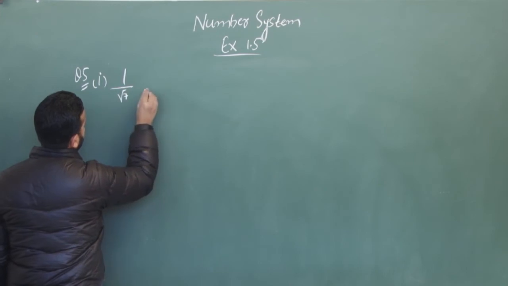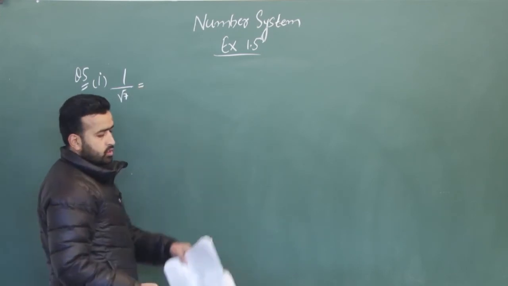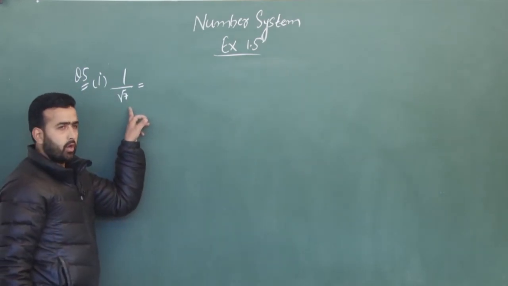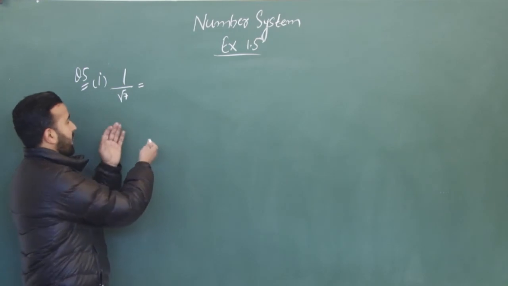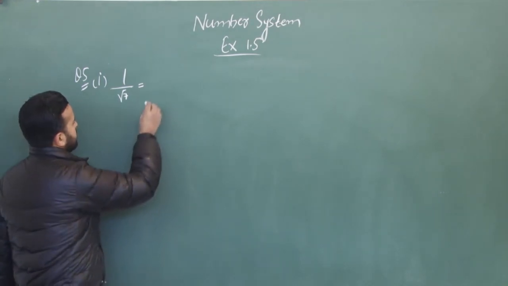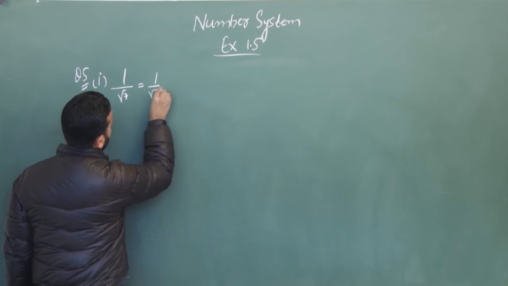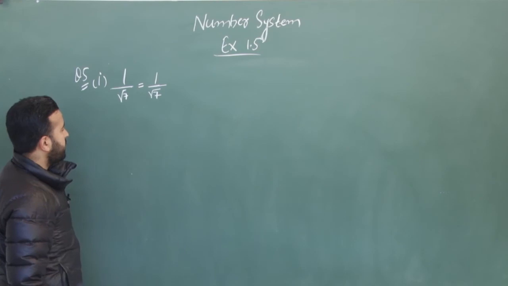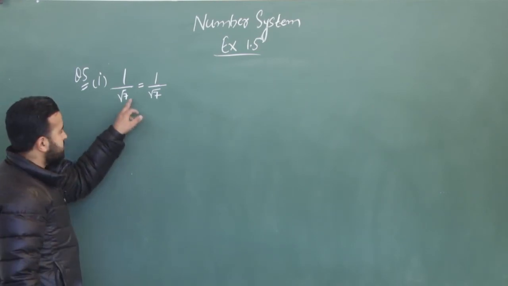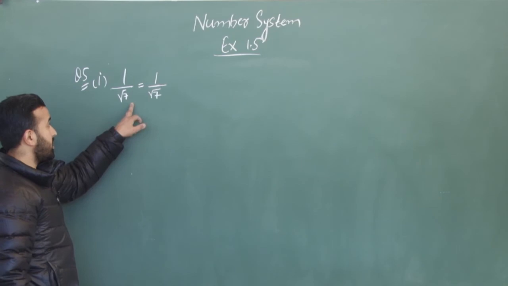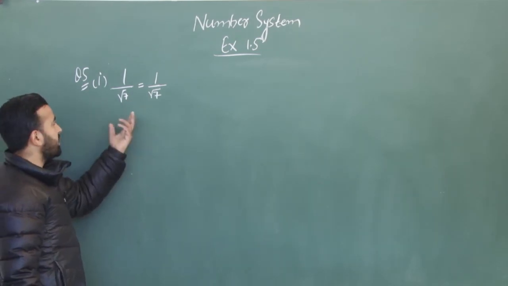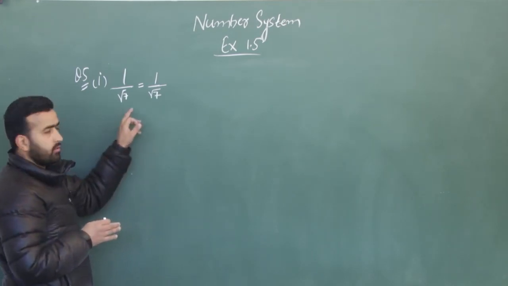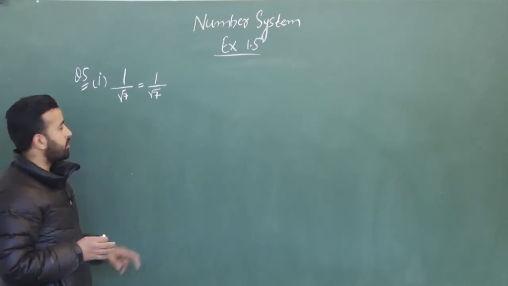1 divided by root of 7. In this case, to rationalize the denominator means we have to remove this radical sign in the denominator. So this root form has to be removed in the denominator. How can we remove this radical sign? If we multiply in the numerator and the denominator by the same number, that is root of 7, in this way we can get a perfect square.